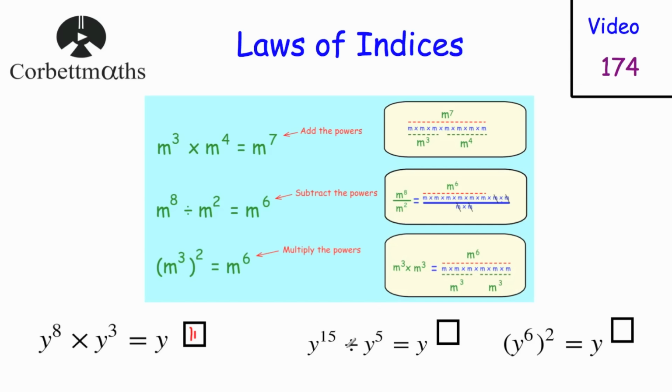Next, we've got y to the power of 15 divided by y to the power of 5. Well, if we're dividing and we've got the same base, so they've both got a base of y, we just take away the powers. So we've got 15 take away 5 is 10, so it'll be y to the power of 10.